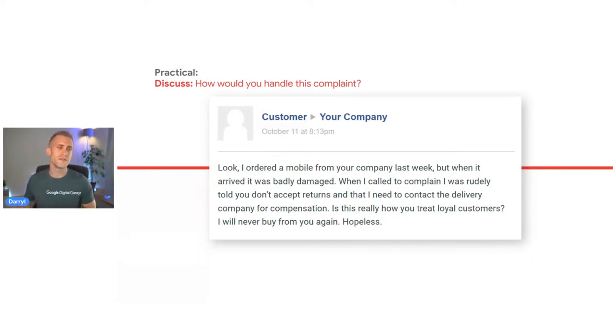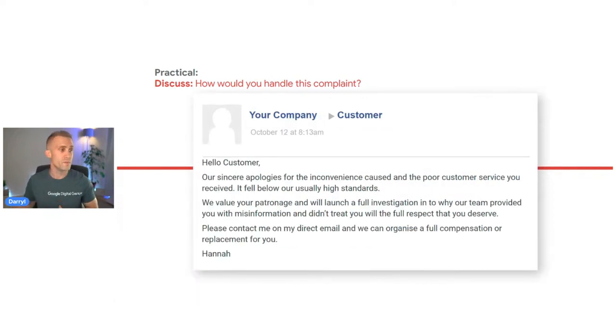So this is one of the best responses that I think would be: Hello customer, our sincere apologies for the inconvenience caused and the poor customer service you have received. It fell below our high standards. We value your patronage and will launch a full investigation into why our team provided you with misinformation and didn't treat you with the full respect that you deserve. Please contact me on my direct email and we can organize a full compensation or replacement for you. It's a fantastic response, but you get to choose how you respond.